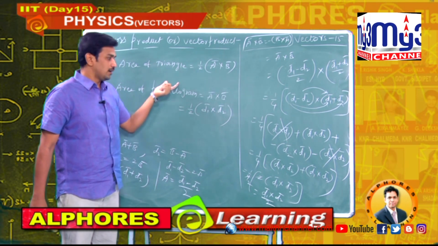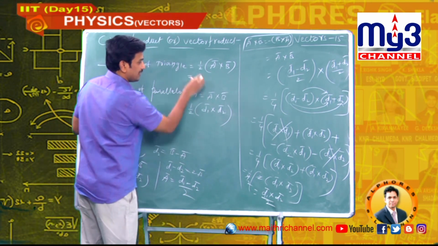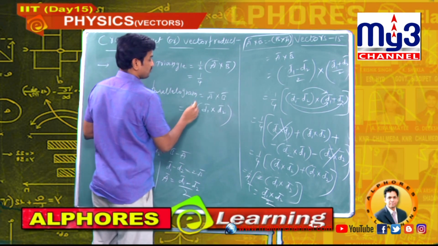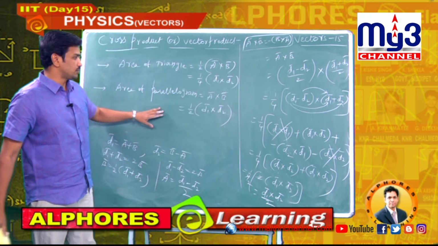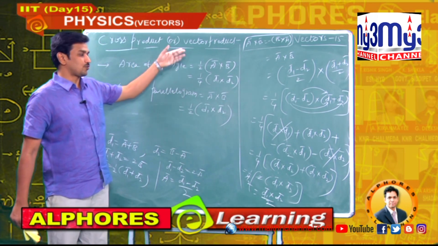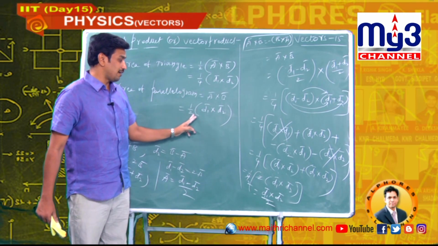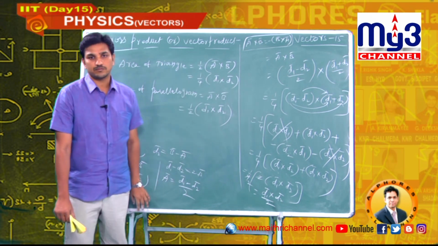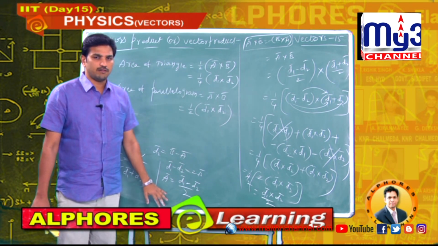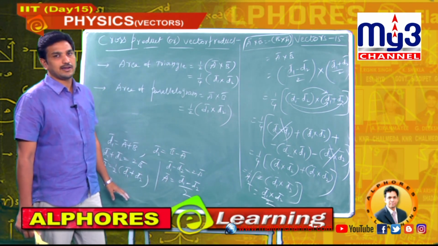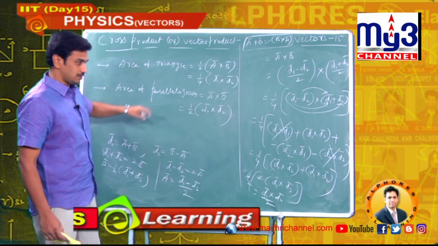Parallelogram area half is triangle. So the area of triangle is half of this, 1 by 4 D1 bar cross D2 bar. Always in a parallelogram, area half is triangle: half of A cross B. In terms of diagonals, half of D1 bar cross D2 bar half is 1 by 4. So I will use these formulas when we require area of triangle and area of parallelogram. We will solve some numericals depending on this concept.